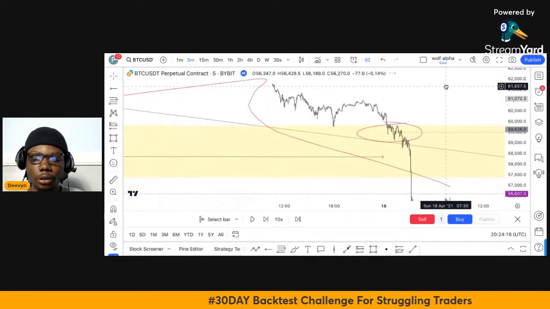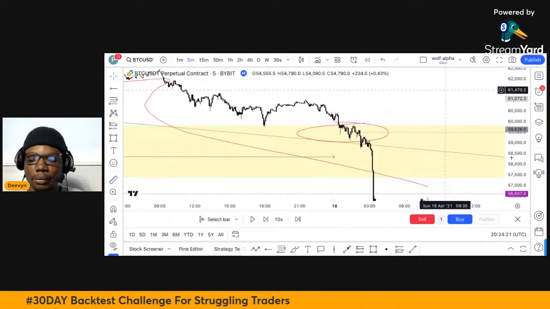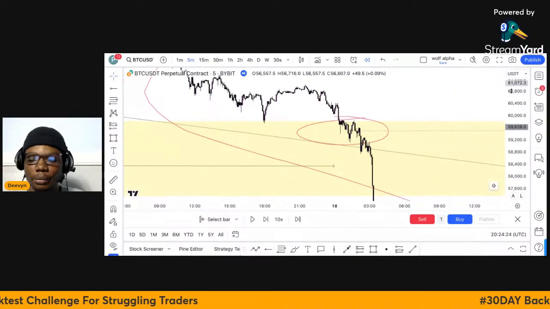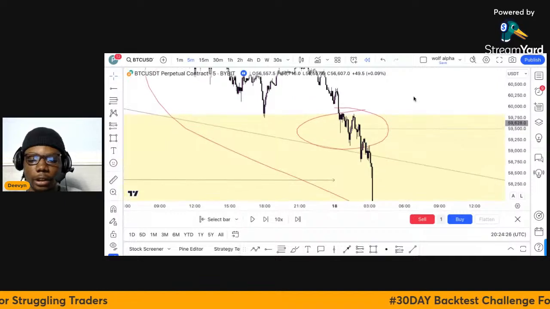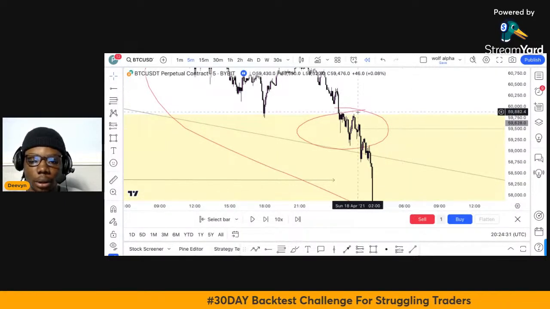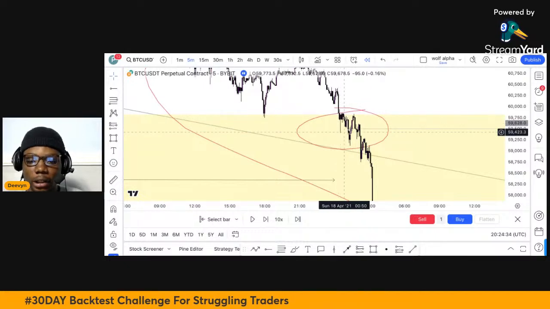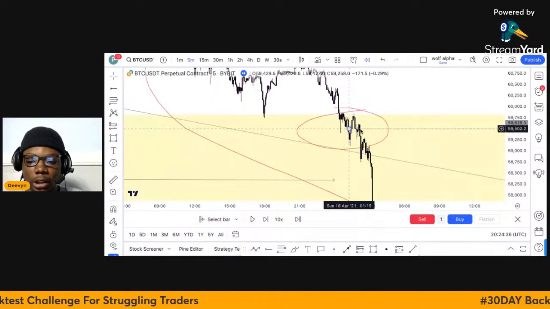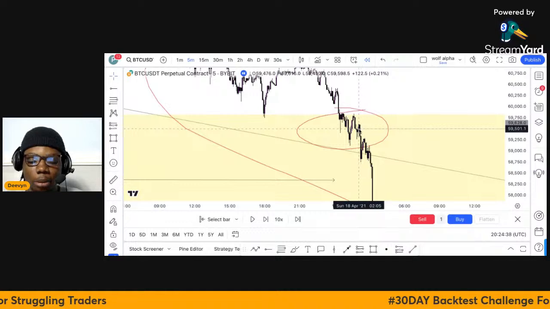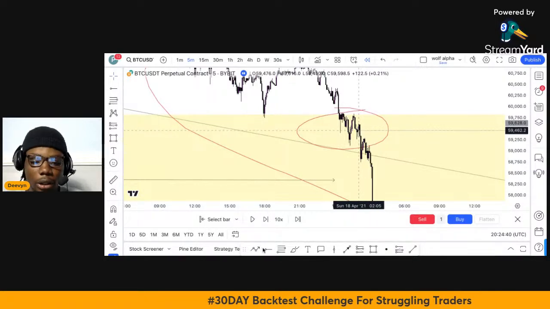All right, on the 5-minute time frame, we can see that, okay, that week also that had mitigated the main order block was also created as another order block internally.